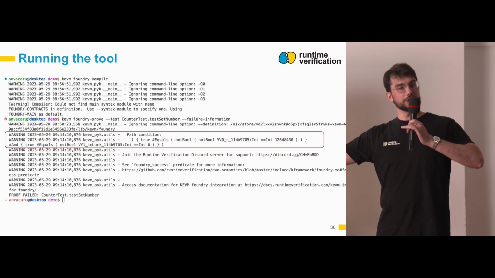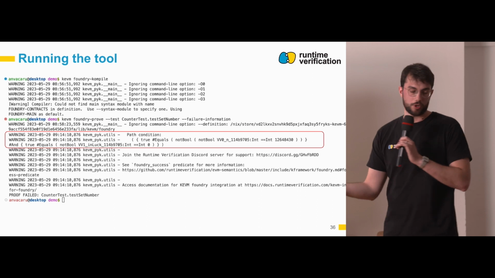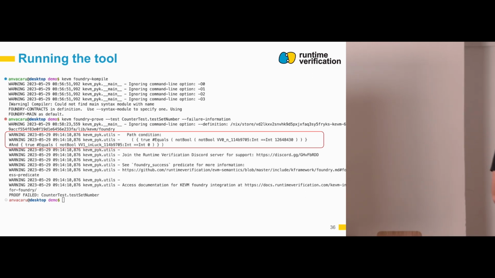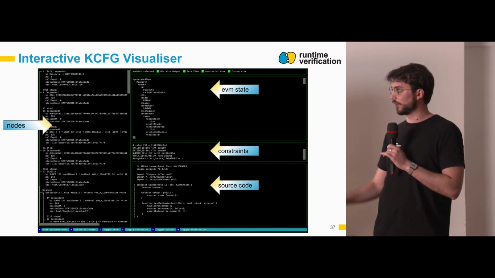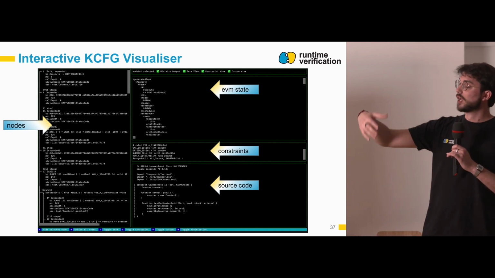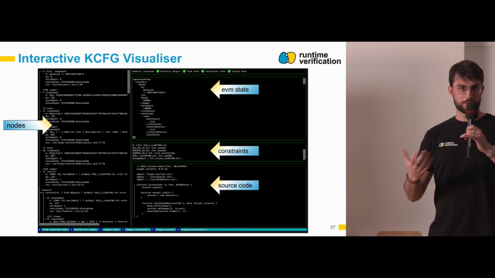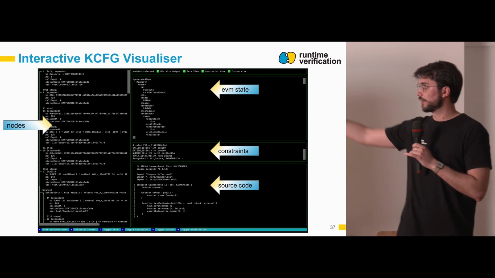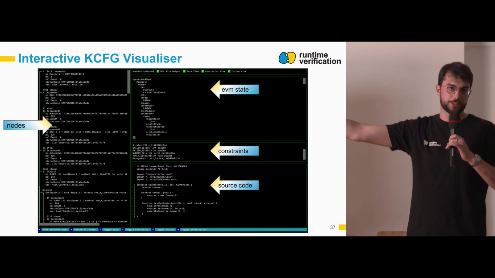Still, this is not the ideal way of working with a very complicated tool because it's only command line based, right? We would like something more visual, such as this. So we have this visualizer in which you have on the left-hand side the nodes, which is basically the picture of what your program is, how your program is executing. Then you have the EVM state. This is plain K because this is how we encode the semantics.